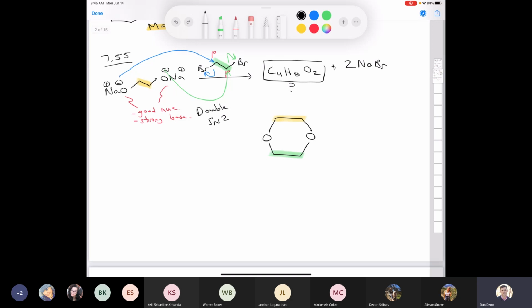Anyhow, I thought it was kind of a cool question. I like questions where they give you a formula and just say, what's the structure? What must it be? Okay. I also wanted to take a look at question 7.7.